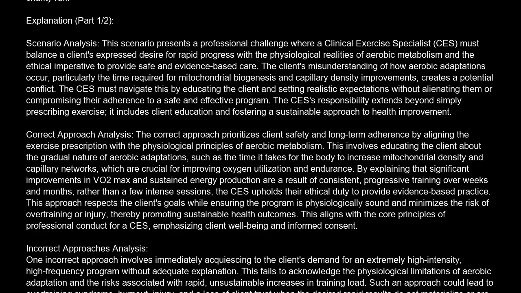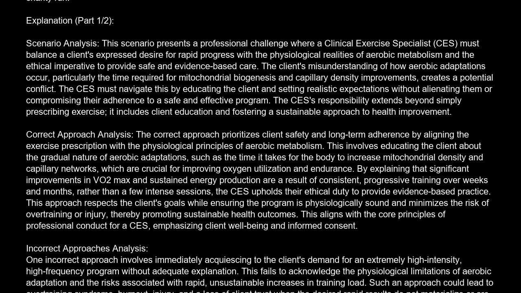Explanation. Scenario analysis. This scenario presents a professional challenge where a clinical exercise specialist, CES, must balance a client's expressed desire for rapid progress with the physiological realities of aerobic metabolism and the ethical imperative to provide safe and evidence-based care.